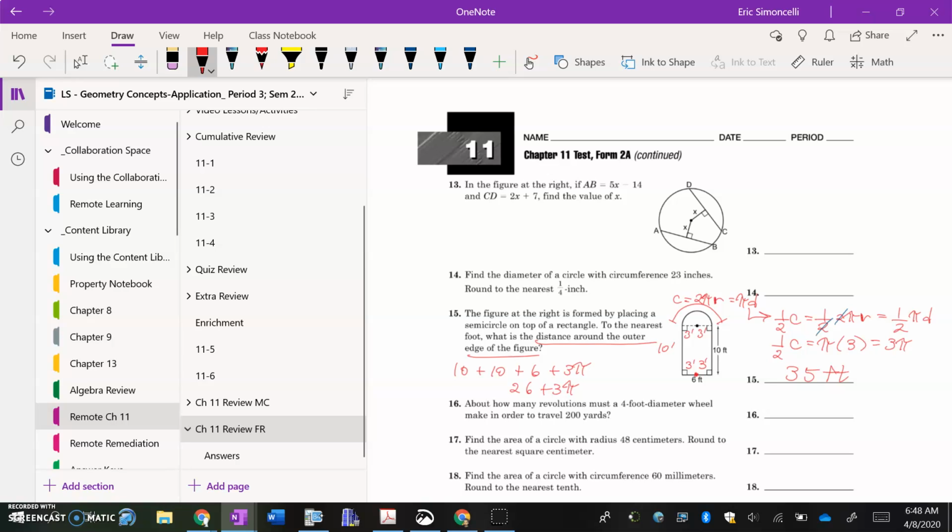I'll finish up with number 16. About how many revolutions must a 4-foot diameter wheel make in order to travel 200 yards? Now, if it isn't already obvious, and I guess in a sense number 15 helped us with this particular question, because take a circle whose diameter is 4, which also implies that the radius is 2. We do use radius in most applications, but we could also use diameter if we want.